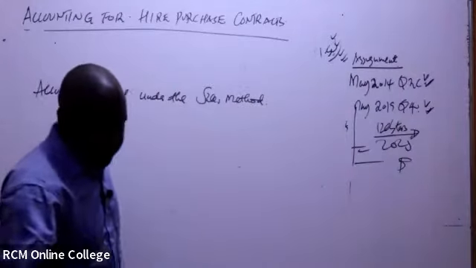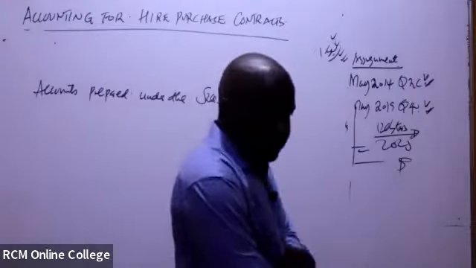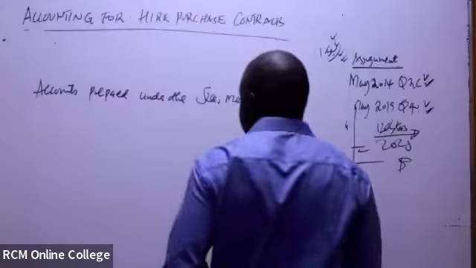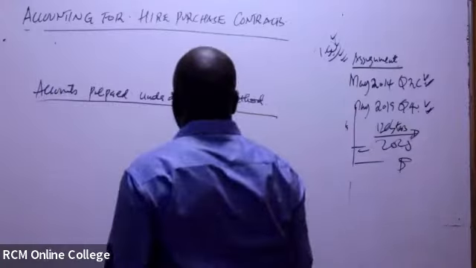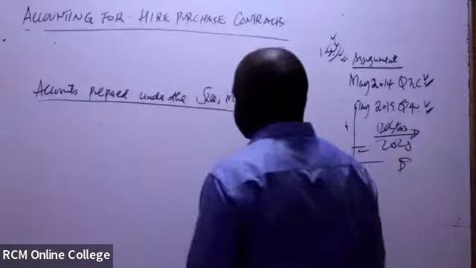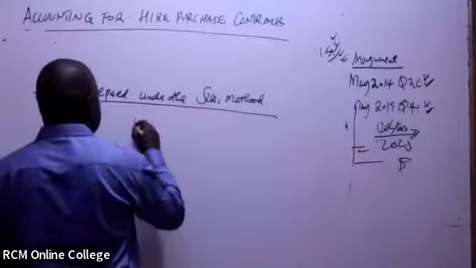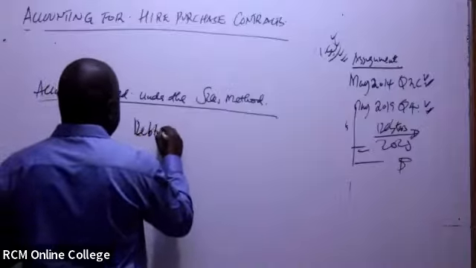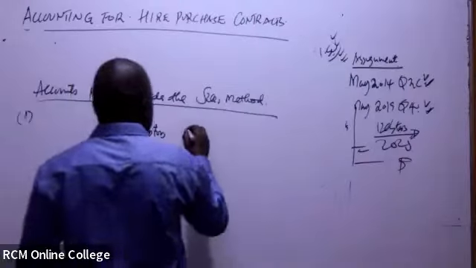So the first account here is what we call the debtors account. This is like a heading: accounts prepared under the sales method. The first one is the debtors account, so you can write number one, the debtors account.